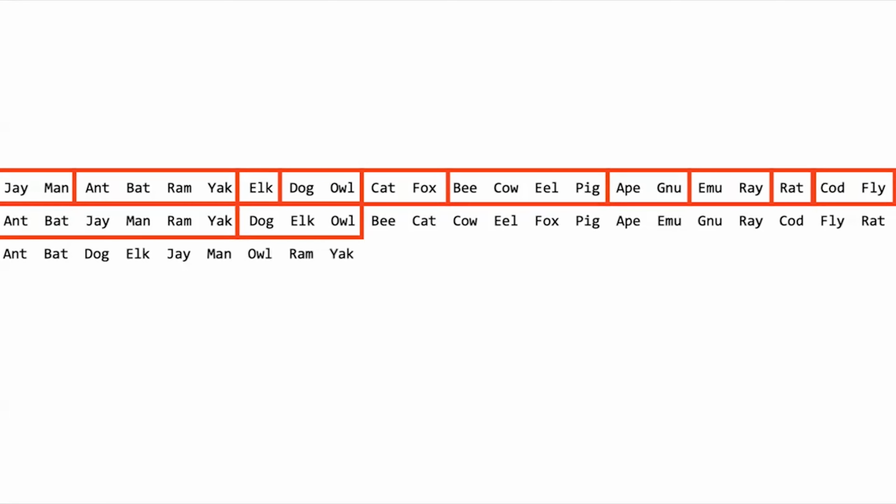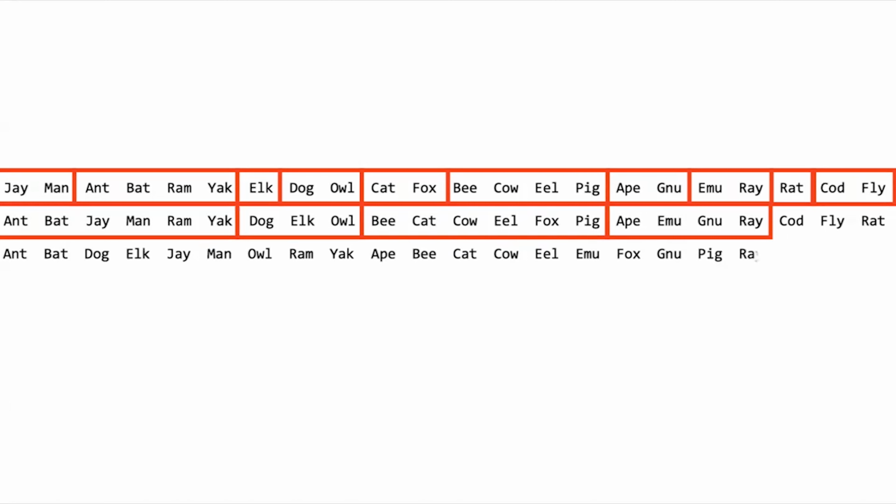Okay, now that's sorted. So your bee, cat, cow, elk, fox, pig, then ape, emu, gnu, ray. Okay, let's see, here it goes. Ape first, and then bee, and then cat, and then cow, and then elk, and then emu, and then fox, and then gnu, and then pig, and then ray. Now the next one is already just one list. Since it has no one to the right, I just bring it down.